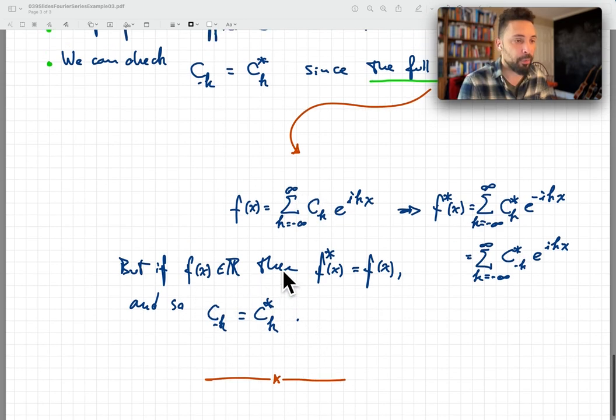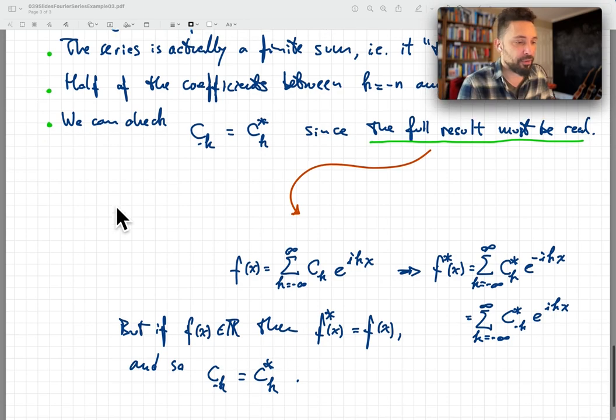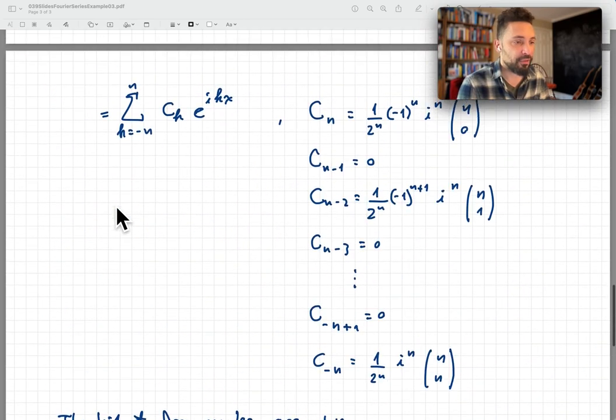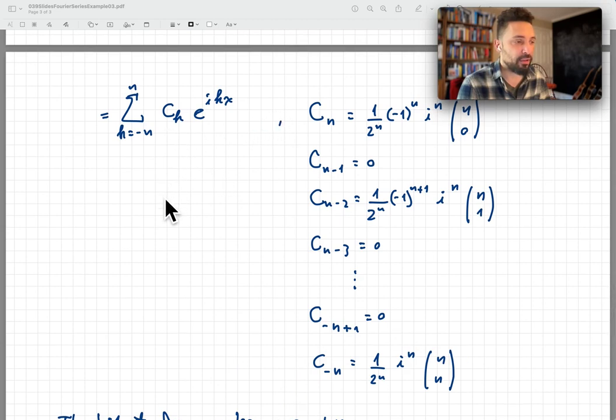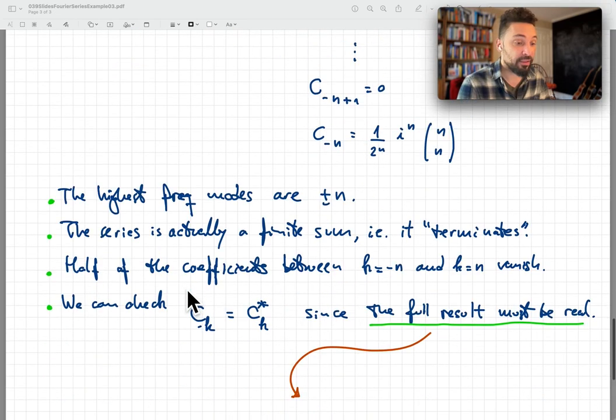And so we have proven that indeed if the full result is real, we must check that c_(-k) is equal to c_k star, which is another result of this video besides our main result, which is the Fourier series expansion for the sine of x to the nth power, given by this sum here and these coefficients. And that's it.